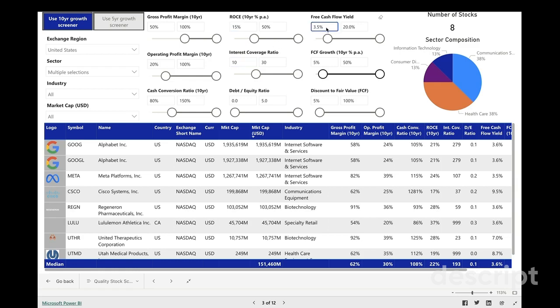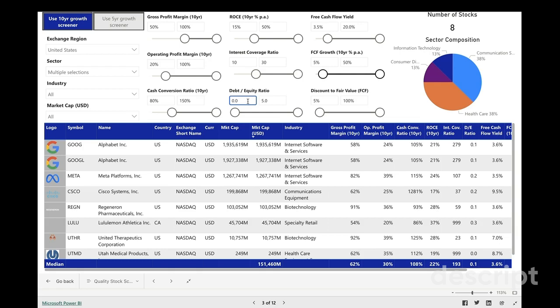Free cash flow yield, greater than 3.5%. Free cash flow growth, greater than 5% per annum. Discount to fair value using historical free cash flow growth, greater than 5%. The screener also provides the option to filter based on the debt-to-equity ratio. This is not used by default, however you may select your own criteria as desired.